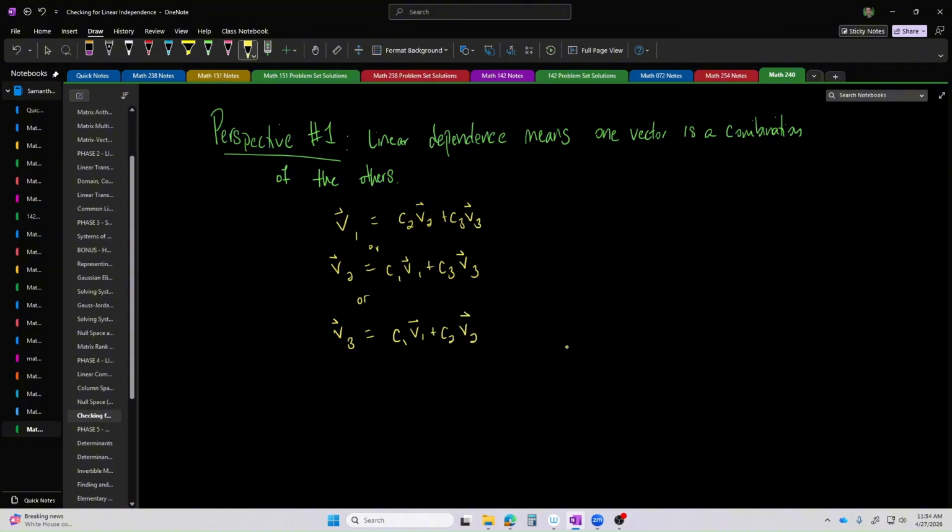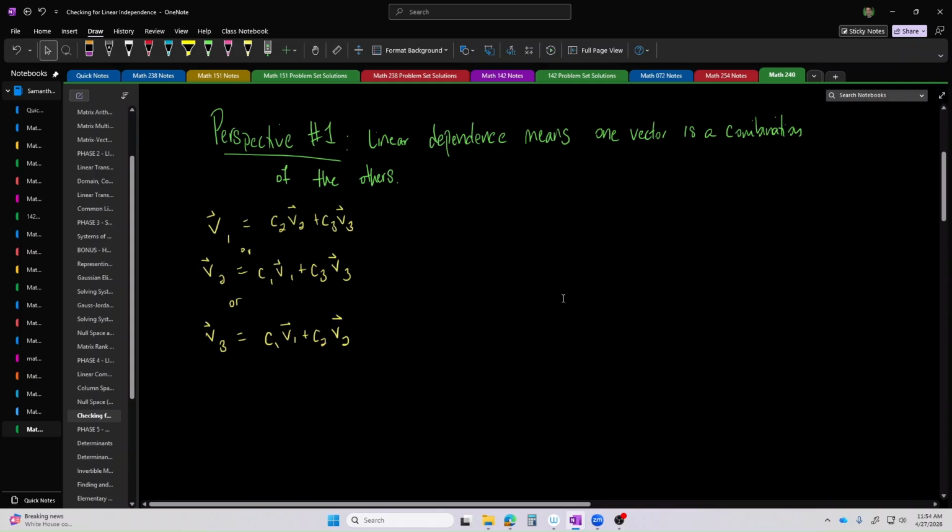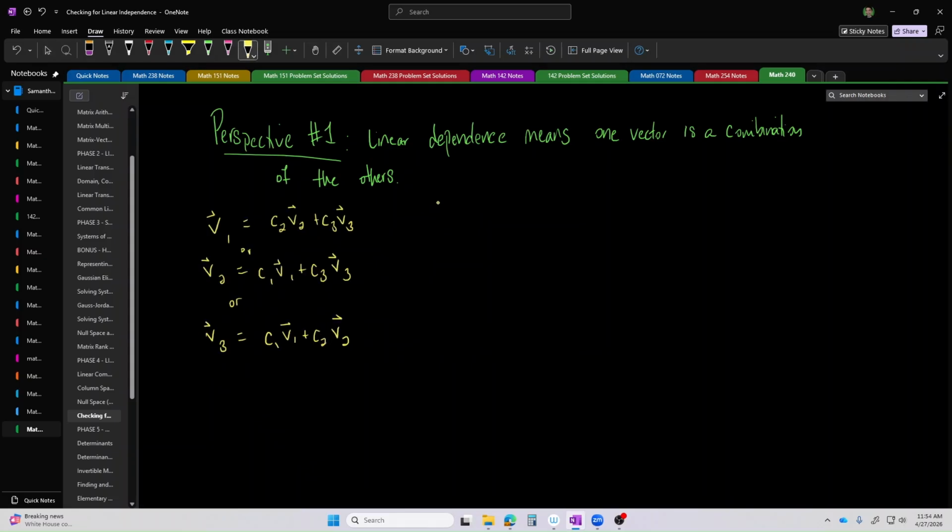Now let's rearrange all three of these equations a little bit. What I'm going to do is rearrange these equations so that instead of having one of the vectors isolated on one side, I have the 0 vector on one side. So I'm going to rearrange this first equation and turn it into the form 0 is equal to negative v1 plus c2 v2 plus c3 v3. I'm going to do the same thing with the second possibility. And I'm going to do the same thing with this third possibility.